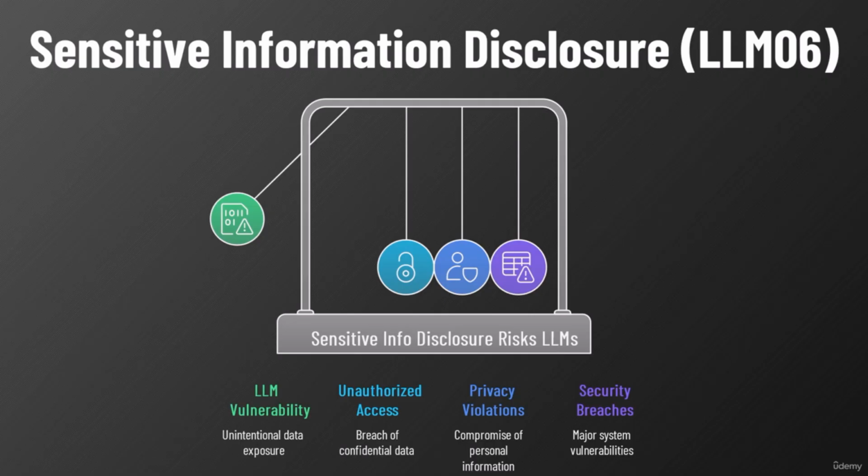This vulnerability occurs when a large language model unintentionally reveals private or confidential data in its output. It can lead to serious consequences, including unauthorized access, privacy violations, or even full-scale security breaches. The risk is especially high when LLMs operate in environments that handle sensitive or business-critical information, like customer records, proprietary systems, or internal communications. If an LLM is fine-tuned on custom datasets, it may be possible to coax it into revealing details from that data, especially through crafted queries or prompt injection attacks like those we saw in LLM 01.